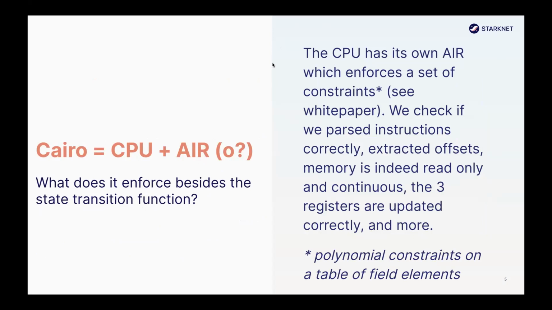When we implement the CPU, it has its own AIR. So essentially, it enforces a set of constraints on everything that we have in the trace and in the memory, right? So we check that we parse the instructions correctly, for example, that we extracted offsets, and that the memory that we have is indeed read-only and continuous, and all the registers are updated correctly, and so on.